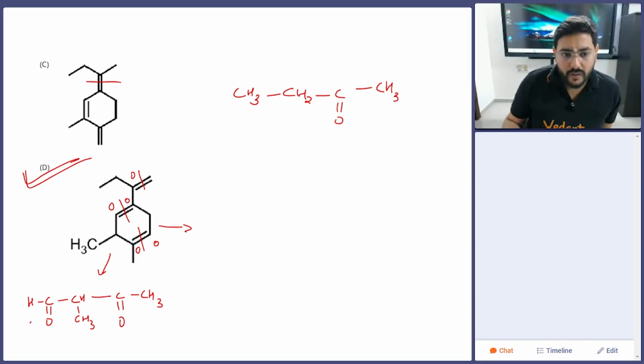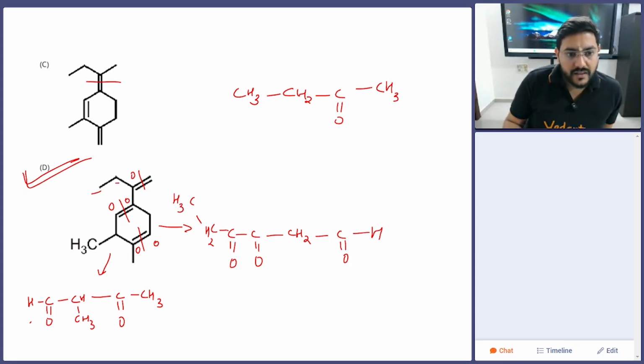Now from here, what are we going to get? We are going to get C double bond O, CH2, C double bond O and H. Now let's move towards the upper part. C double bond O and CH2 and CH3. CH3, CH2, C double bond O, C double bond O, then CH2 and C double bond O. So the right answer is D.